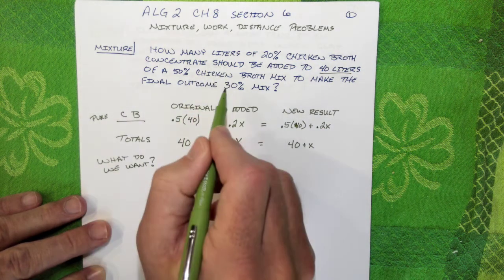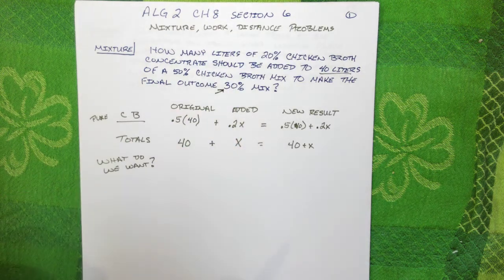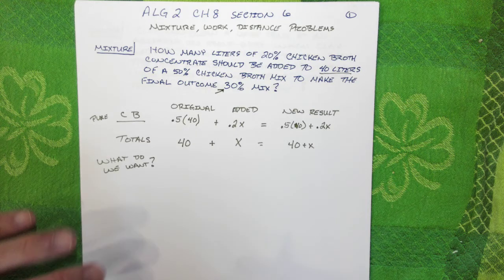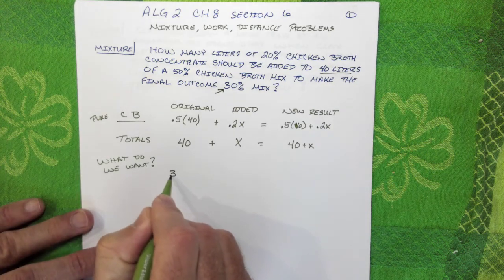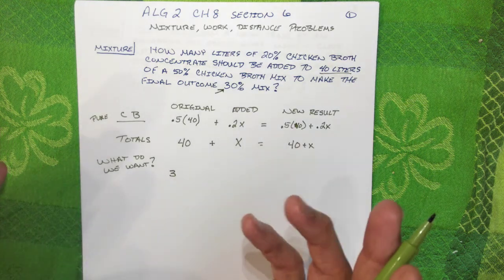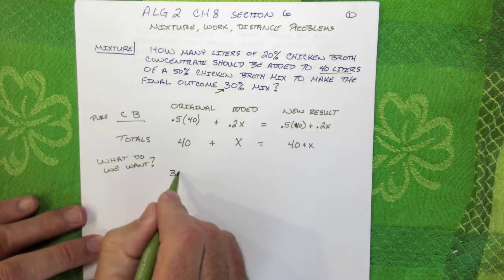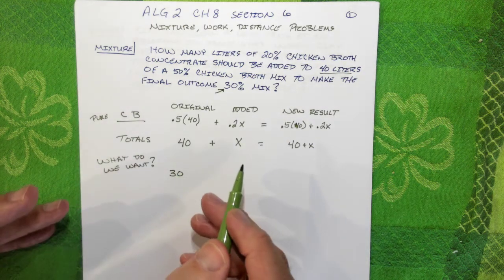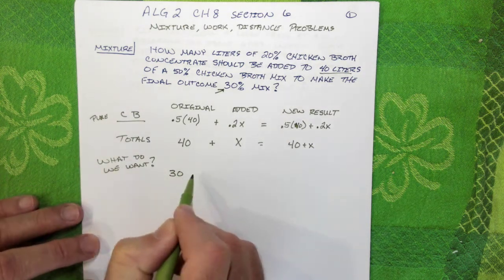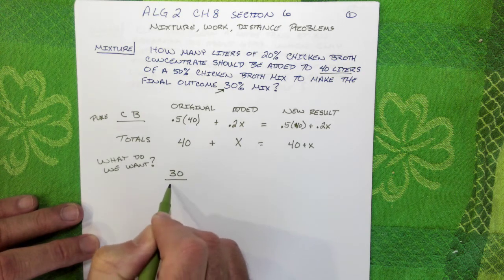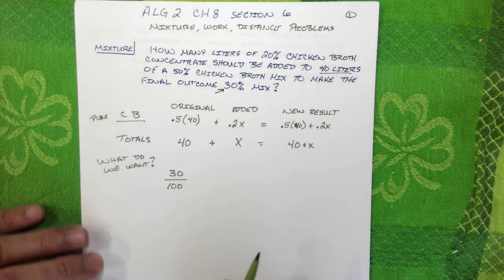Well, the problem says right here: we need a mixture that's only 30% chicken broth. So if, let's say, we had 100 liters of it, we need 30% of it to be pure chicken broth. So that's what we want over, well, I just did the definition of a percent here.